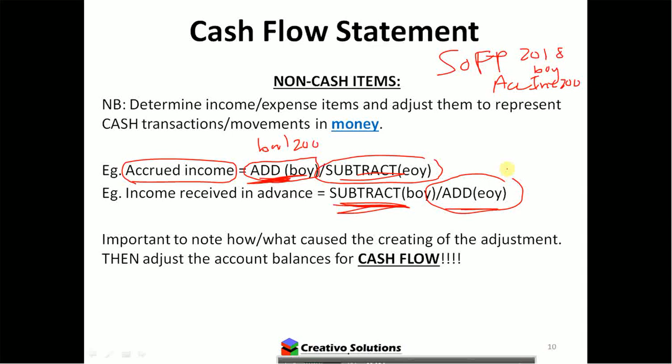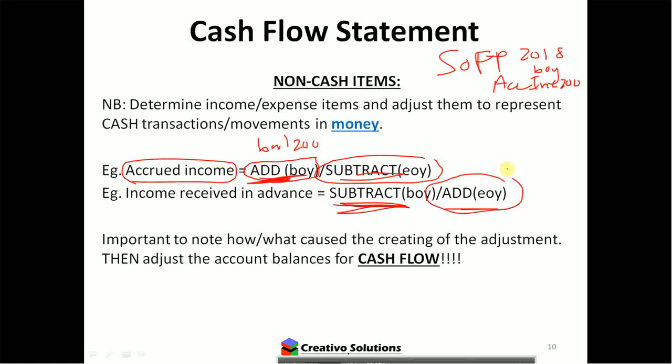Okay, so let's talk about the example. Balance at the beginning of the year and balance at the end of the year. Let's say the balance at the beginning is 300 and the end is 600, just as a random figure. Now talk to me about adding and subtracting in terms of cash flow. Give me the cash flow effects. With accrued expenses, what will you be doing with the beginning of year balance?